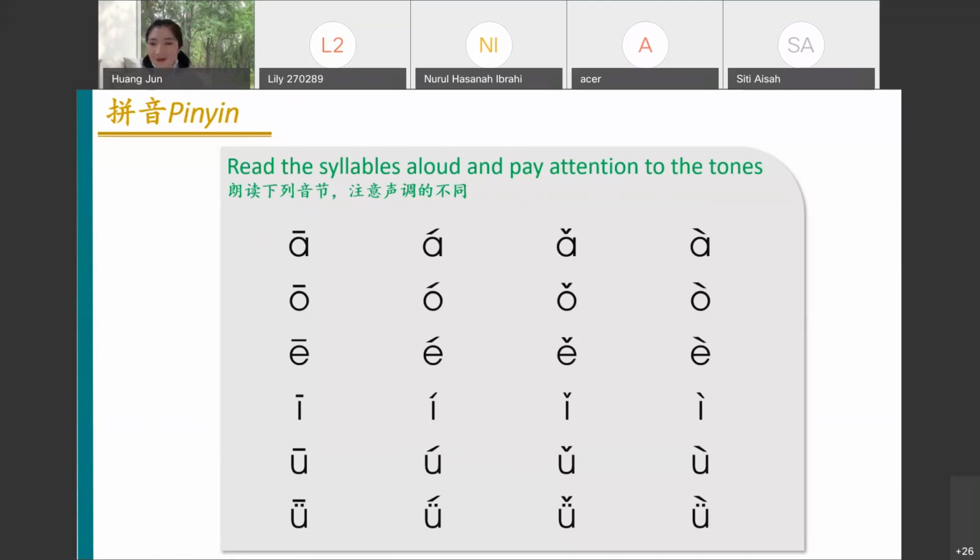Here we go, we're starting from the last group. Be careful with your pronunciation. Then circle your lips. Okay, very good. Then one more time, circle your lips. Make it clear.